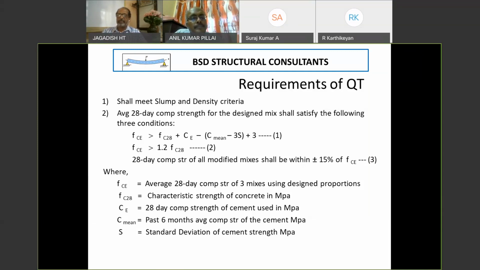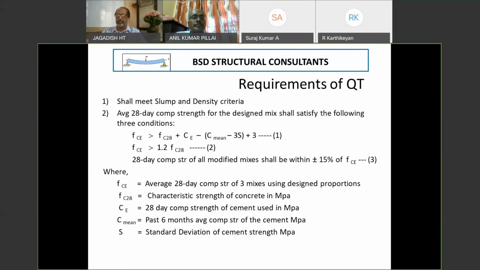So we are bringing cement into it. If you refer to IS 456 acceptance criteria, cement strength is not at all a criterion. It's only FCK and standard deviation, two things are available. Here we brought cement into it. CE is the 28-day compressive strength of cement used in MPa, and C mean is the past 6-month average compressive strength of cement. Now, this is another critical thing, why we brought this.